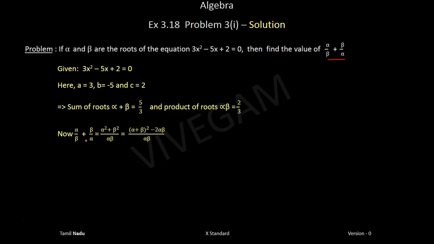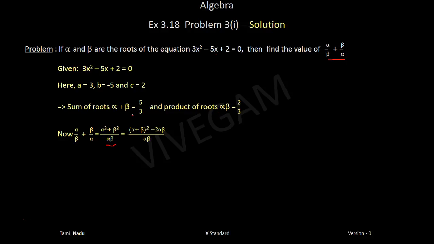And now we need to find the value of alpha by beta plus beta by alpha, that is alpha beta, and beta will go alpha times alpha into alpha is alpha square, and alpha will go beta times beta into beta is beta square. Now alpha square plus beta square, the key idea is to express this whole thing in terms of alpha plus beta and alpha beta, because these are the two values we know.